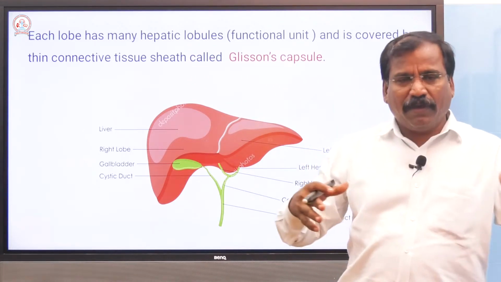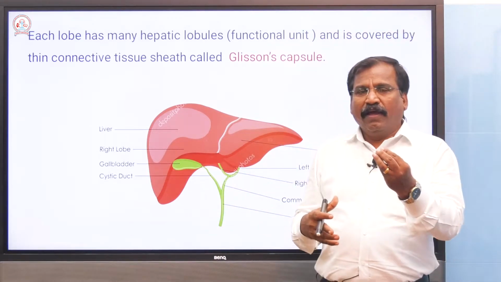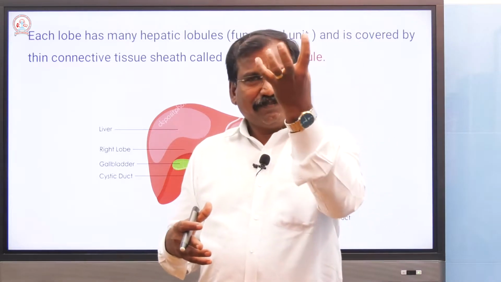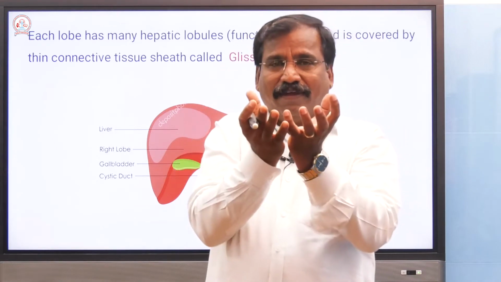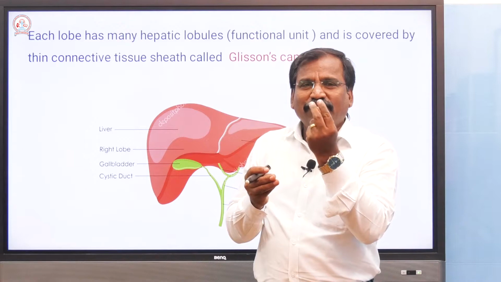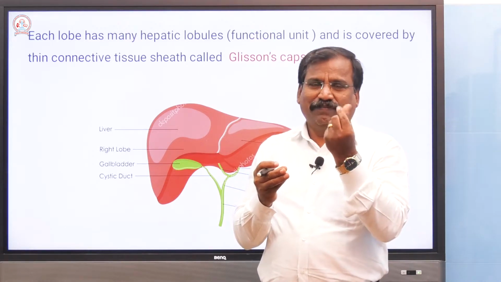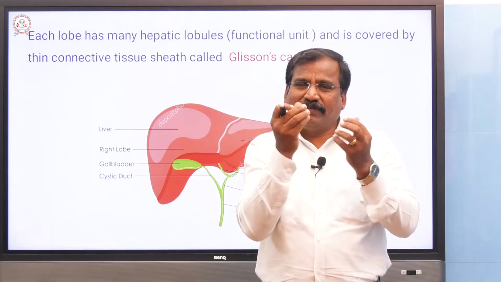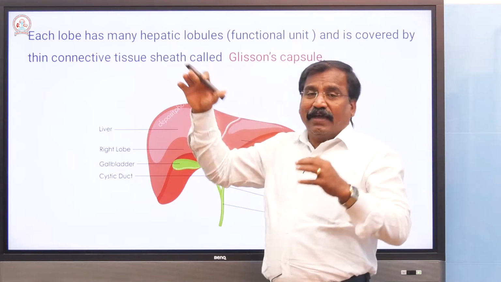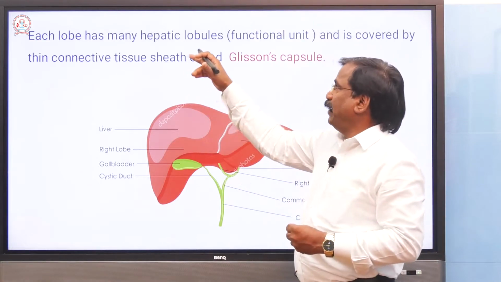Now, for your easy understanding, I will give an example: take a cauliflower. Suppose the large cauliflower is the liver. That cauliflower is made up of many small units, small rounded structures joined together, that make one large cauliflower. Similarly here, each lobe is further divided into many lobules, that is, hepatic lobules.